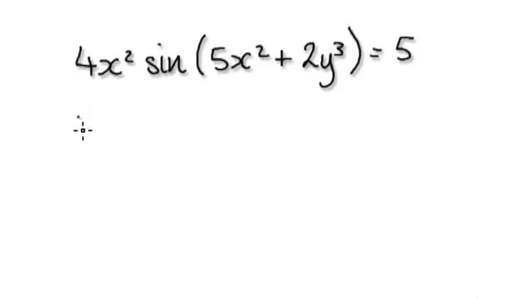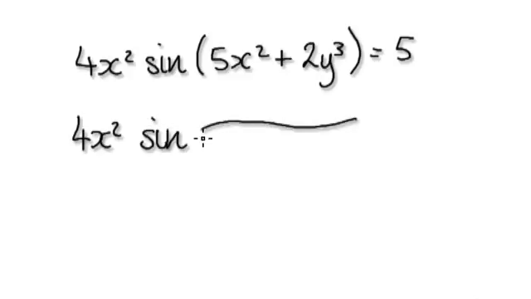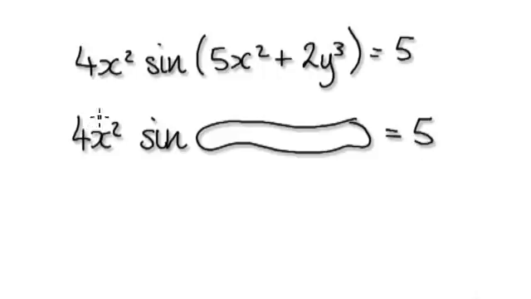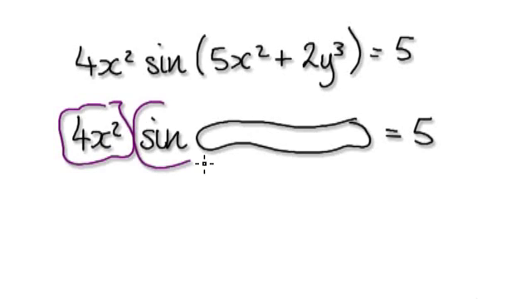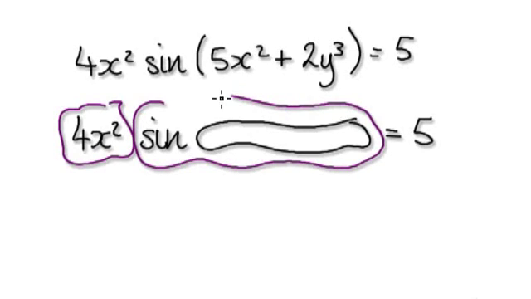Okay, so to do this, visualize it as this: 4x squared times sine of the bubble here equals 5. In your mind, visualize it as one bubble multiplying with another bubble, so you know you've got to use the product rule. Remember, the product rule is differentiate this, leave this the same, and then leave this the same, differentiate this. So let's do the product rule here.